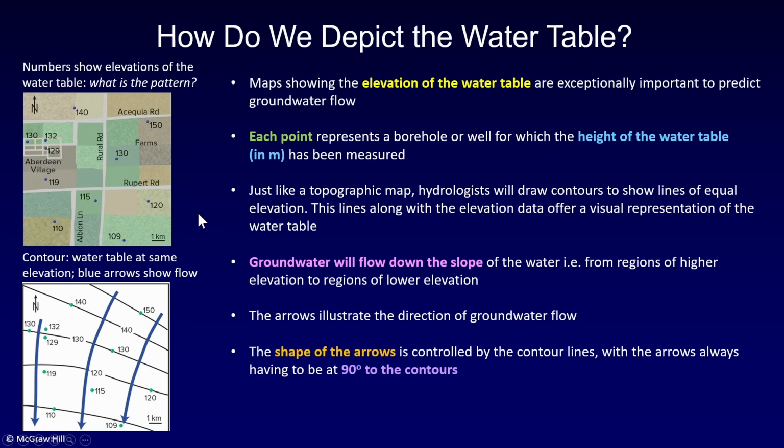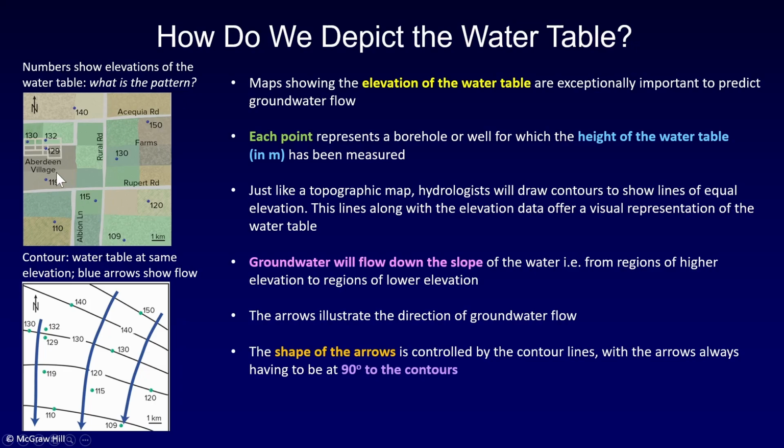Once you have this information, you can, just like a topographic map, draw contour lines of equal elevation. But in this case, it's not the surface of the earth that you're drawing the contour lines for, it's the surface of the water table. If we look at our map here, first of all, you will notice that you have higher values in the northern portion. You've got 140 meters and 150 meters here. As you come towards the south, the numbers are decreasing to 110, 109. So clearly the water table is sloping downwards towards the south.